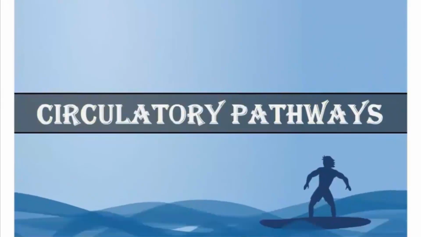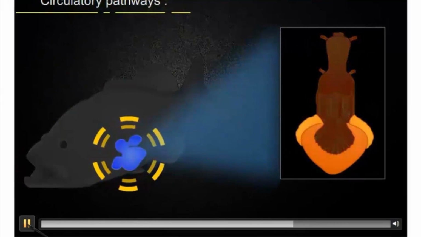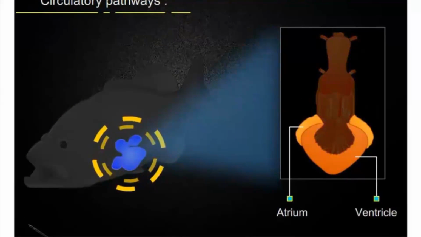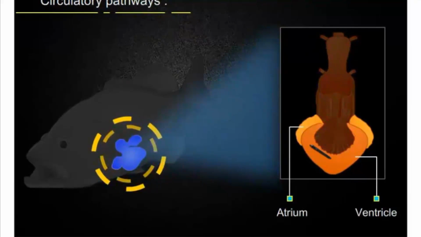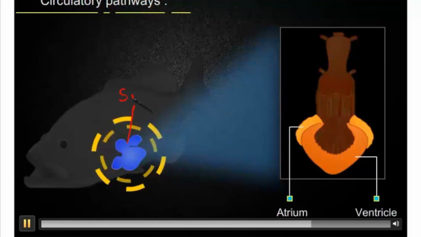Circulatory pathways. The heart in fishes is called a venous heart. It consists of two chambers, one atrium and one ventricle. Blood from different body parts is collected by the veins and poured into a bag-like structure called the sinus venosus. From there, blood enters the atrium and then the ventricle. From the ventricle, it is pumped through the ventral aorta to the gills. As blood passes only once in a circuit, it is called single circulation.